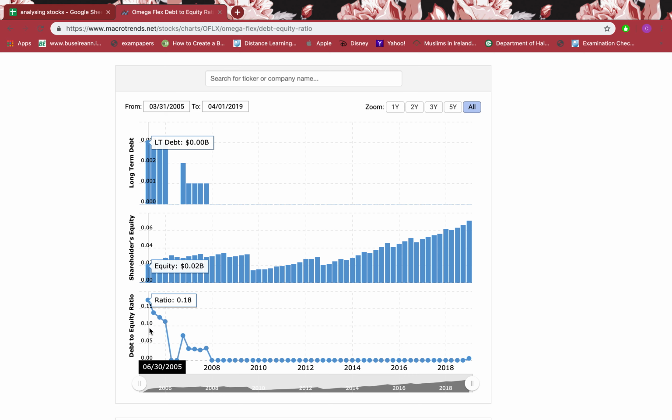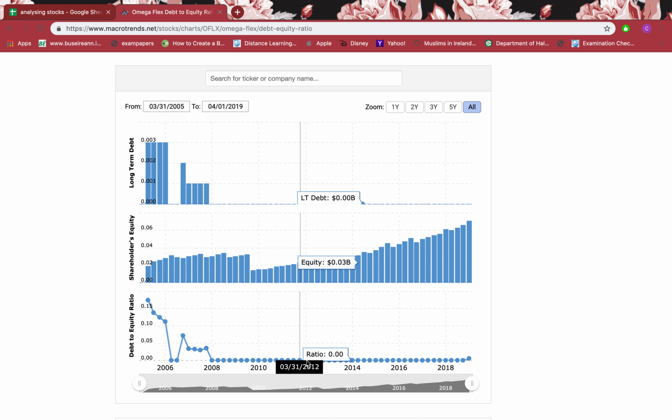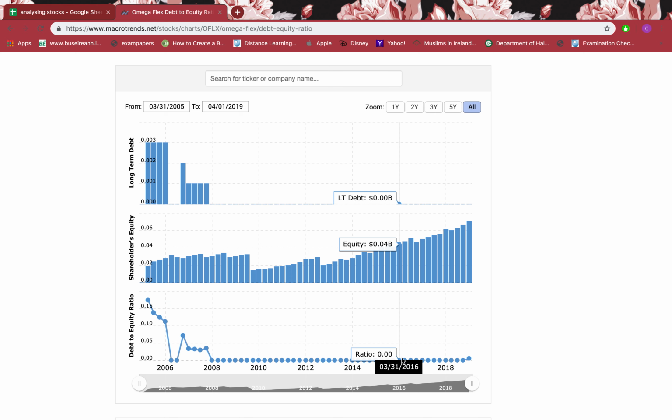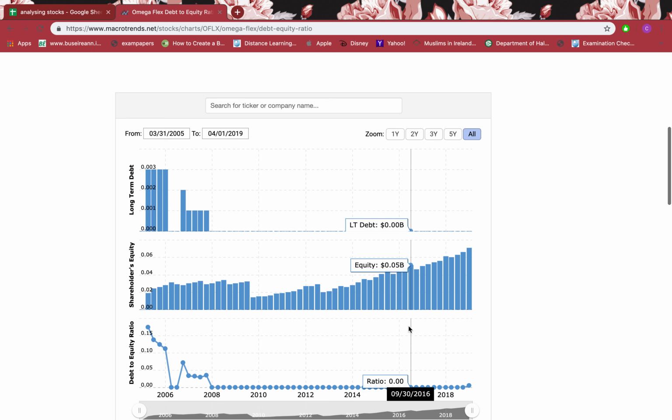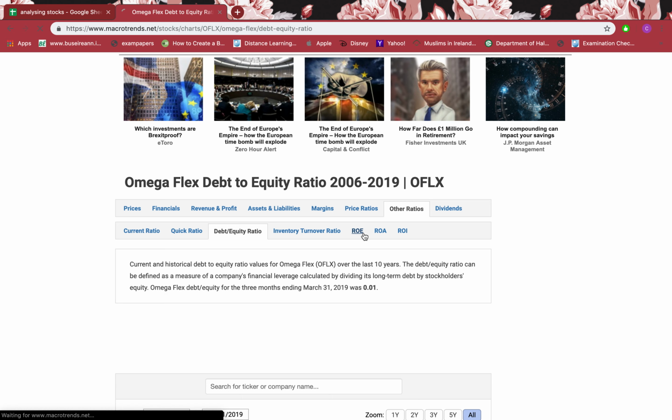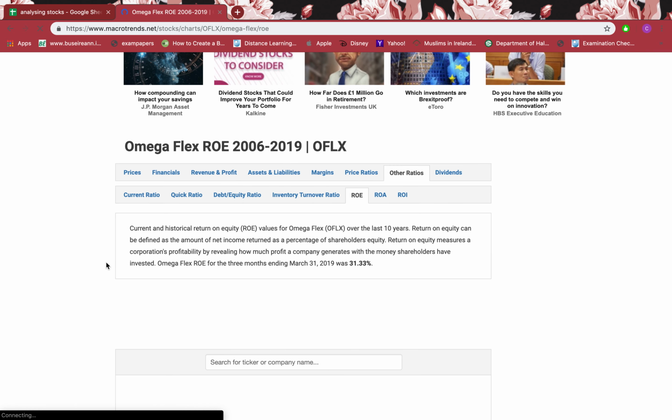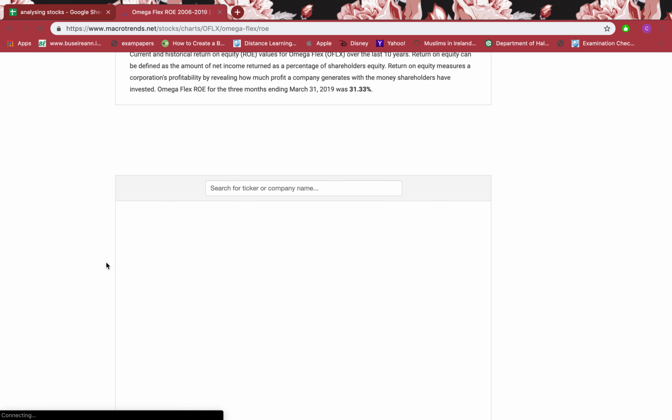We have data from 2005 up till now, which is more than 13 years of data, and it has been consistently below 0.5, which is ideal, and it's a good margin of safety. It's secure to invest in, there's no risk at all, so it's brilliant. And let's look at return on equity. Return on equity should be 8% or more than that, ideally.